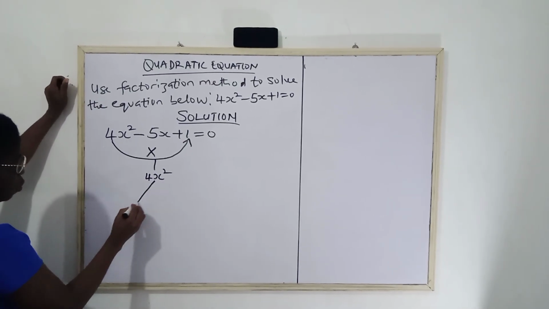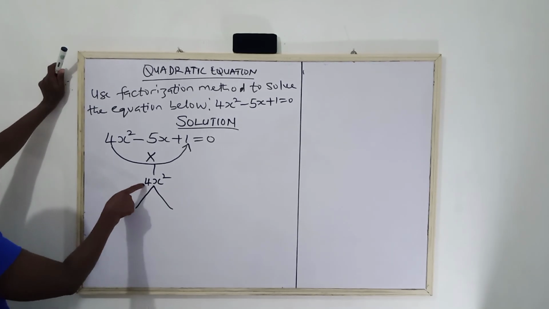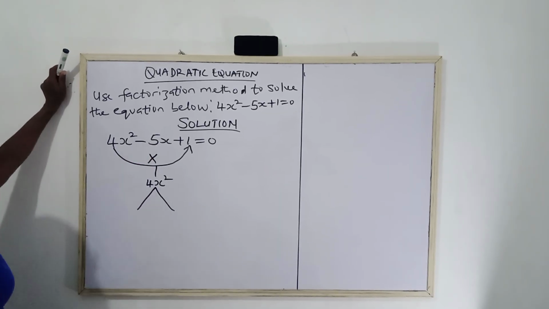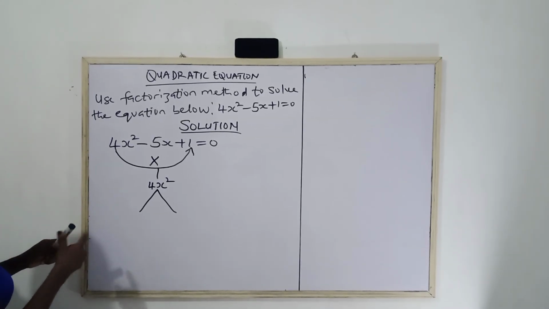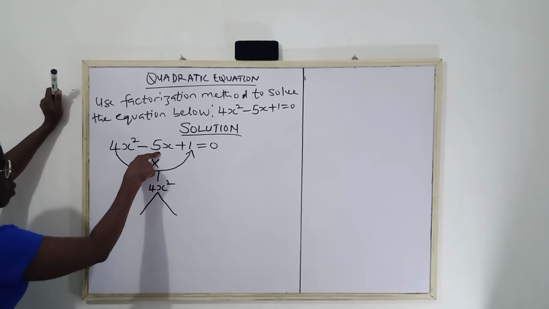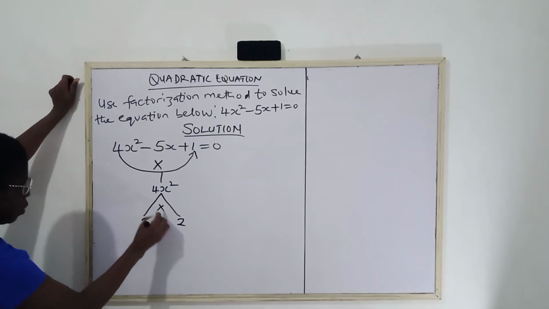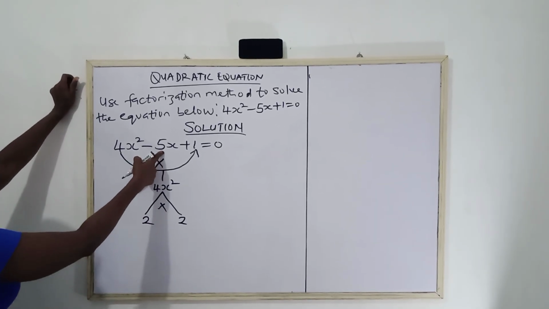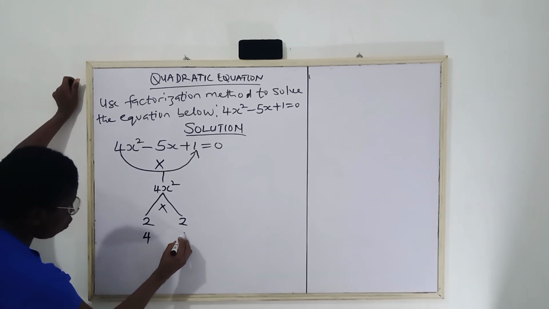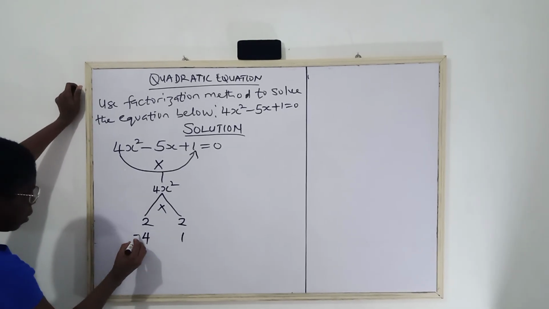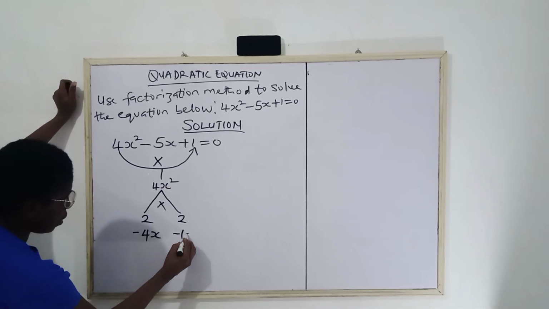Then the next thing is to look for two numbers such that when you multiply them together, it gives 4x squared, but when you add them together, it gives 5x. What are the two numbers? 2 times 2 gives 4, but it cannot sum up to 5x. So what other numbers? 4 and 1. But this time, both will carry a minus sign. Then you split the x squared: this one will be x, and this one will be x.